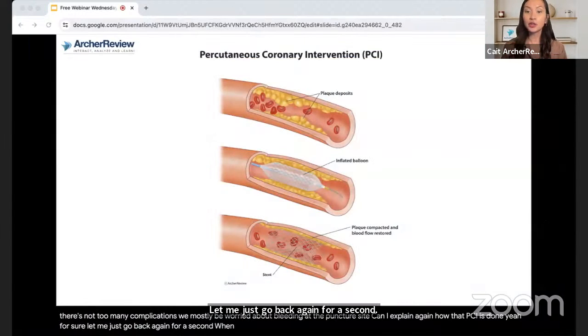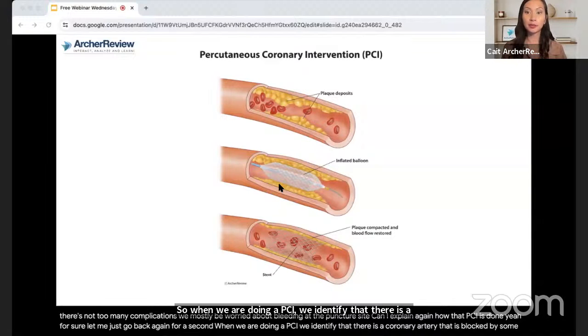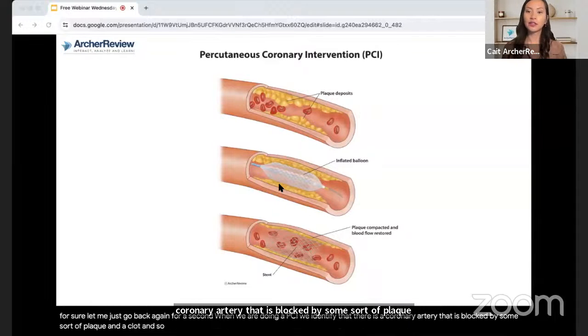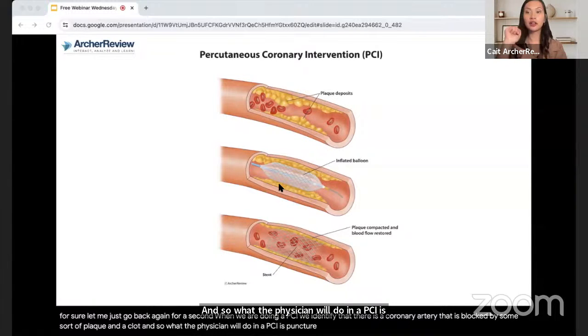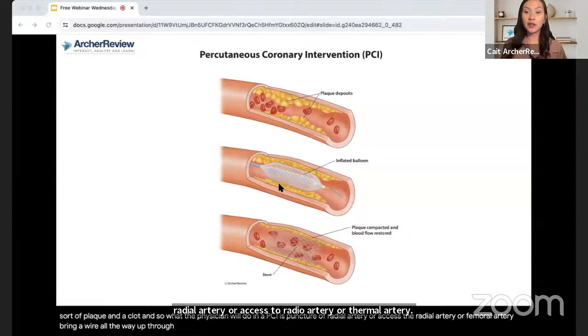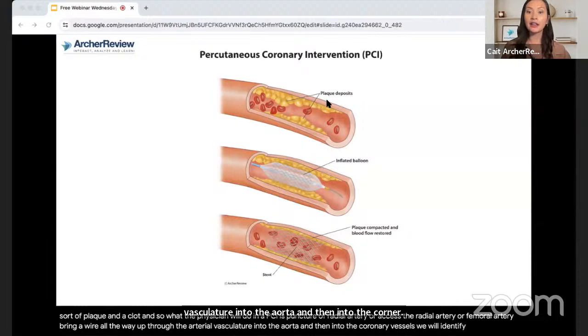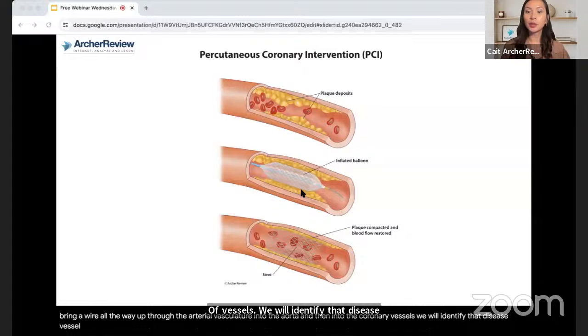So when we are doing a PCI, we identify that there is a coronary artery that is blocked by some sort of plaque and a clot. And so what the physician will do in a PCI is puncture a radial artery or access the radial artery or femoral artery, bring a wire all the way up through the arterial vasculature into the aorta and then into the coronary vessels. We will identify that diseased vessel and they will deploy a balloon where the blockage is.